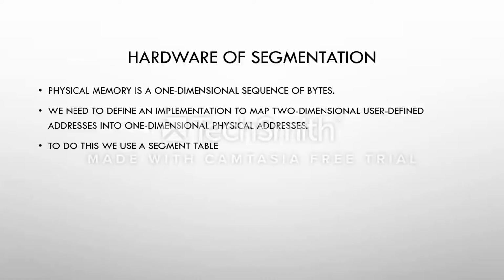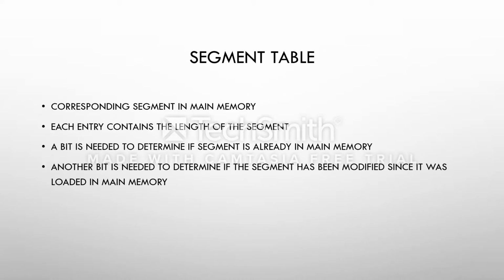Physical memory is a one-dimensional sequence of bytes. We need to define an implementation to map two-dimensional user-defined addresses into one-dimensional physical addresses. To do this, we use a segmentation table. A segmentation table has corresponding segments in main memory.